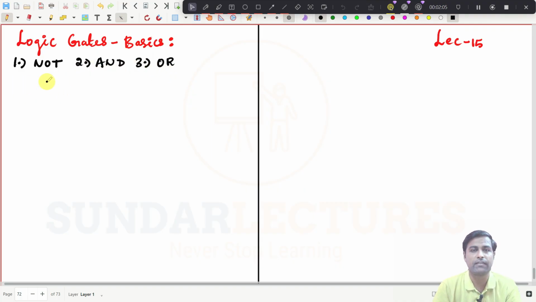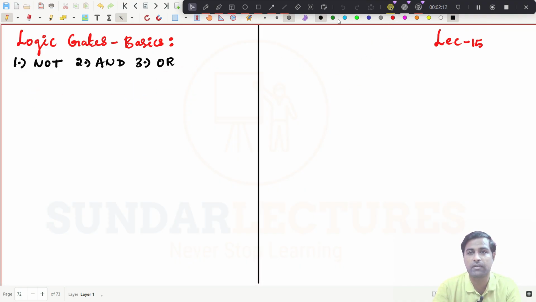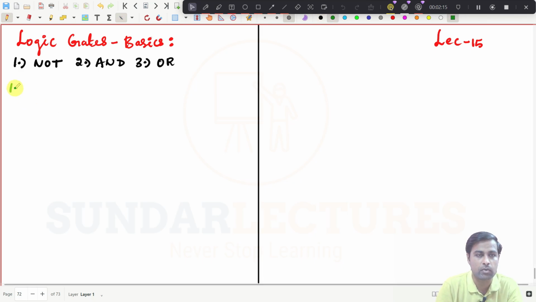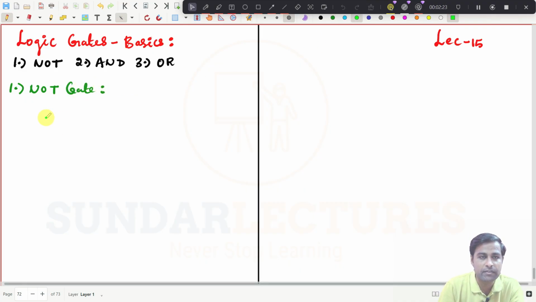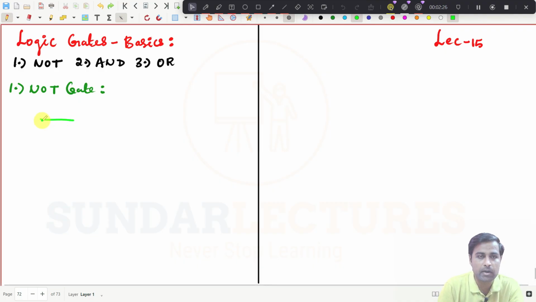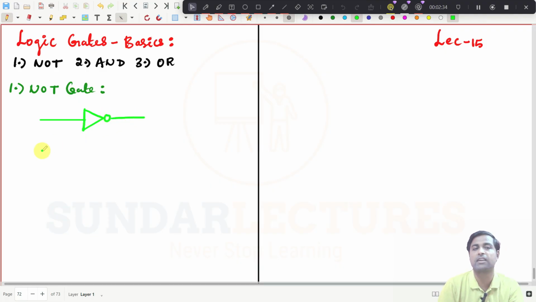Now we will try to draw the symbol of the logic gates and the truth table for that particular logic gate. First we will take the NOT gate. So what is the symbol of the NOT gate? It will be like this. This is the symbol of the NOT gate, and if this is A, the output will be A bar. It will invert.